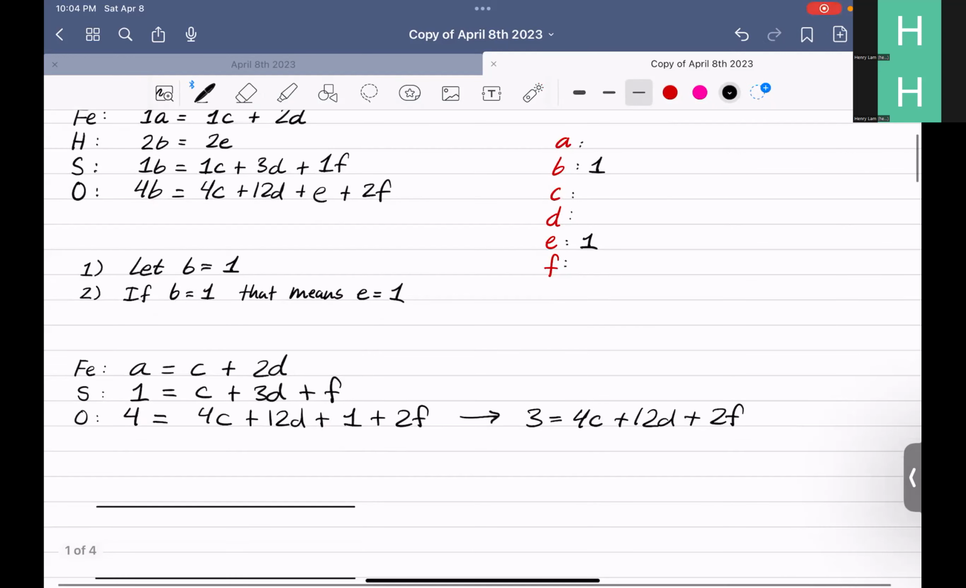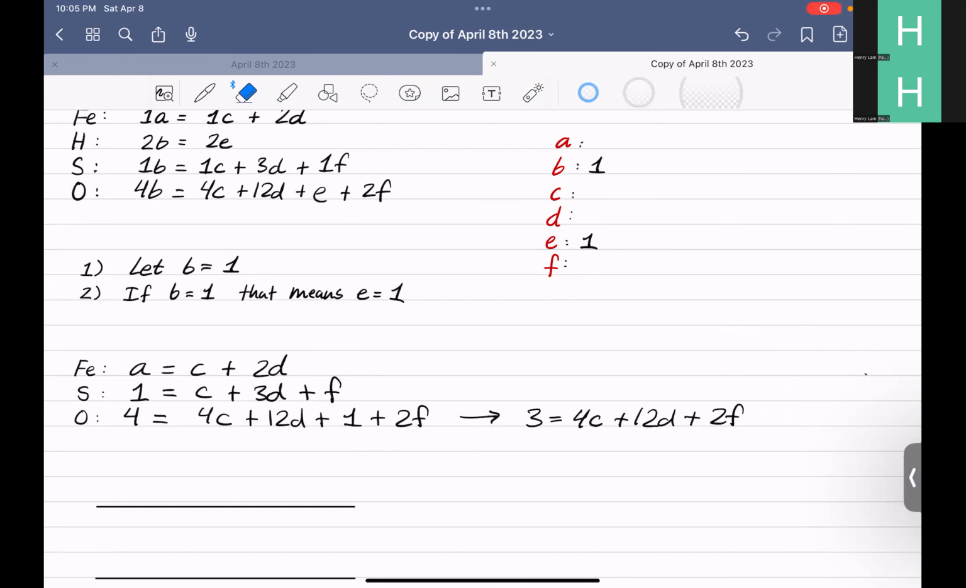Okay, now we're left with 3 equations. So what we have here is still a system of equations, but we only have 3 of them, which is really nice, or somewhat nice, okay? Because this is 3 equations, we're going to try to solve for the other variables, what they're equal to.